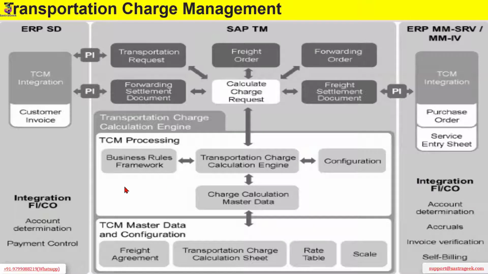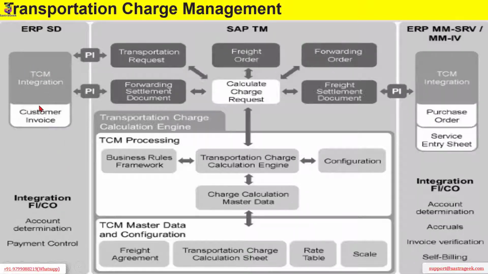Okay. All right. So before we get into each and every component of charge management, let us just see where things are placed, the architecture part of the charge management. So let us understand this portion. If you look at it, on the very left side you have sales and distribution, and on the very right side you have the materials management, the procurement process. And you have the transportation management right in between.